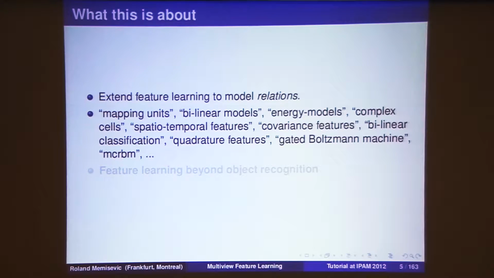A few buzzwords to characterize the things that I'm going to be talking about in the 2 parts of my talk are things like bilinear models, mapping units, energy models, complex cell models in relation to what Thomas has been talking about at the end of his talk, spatiotemporal features, gated Boltzmann machines, quadrature features, and stuff like that. But the punchline is basically how can we utilize feature learning ideas and deep learning ideas to do things possibly beyond just object recognition.